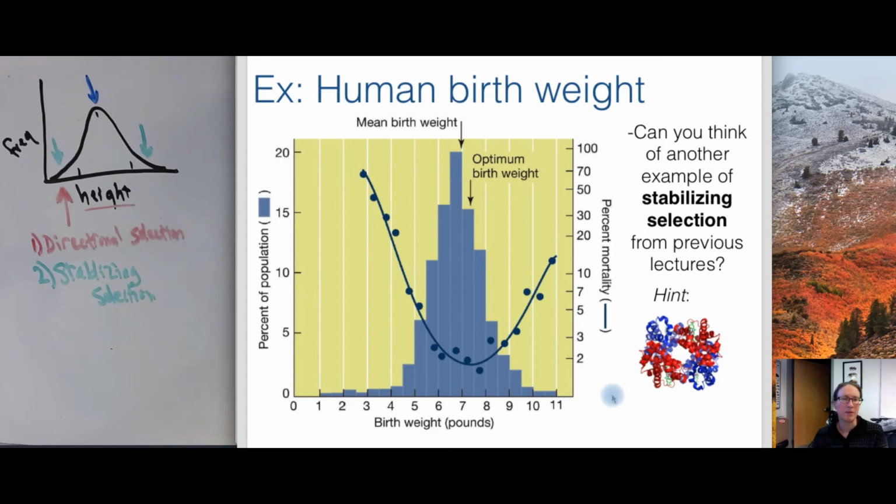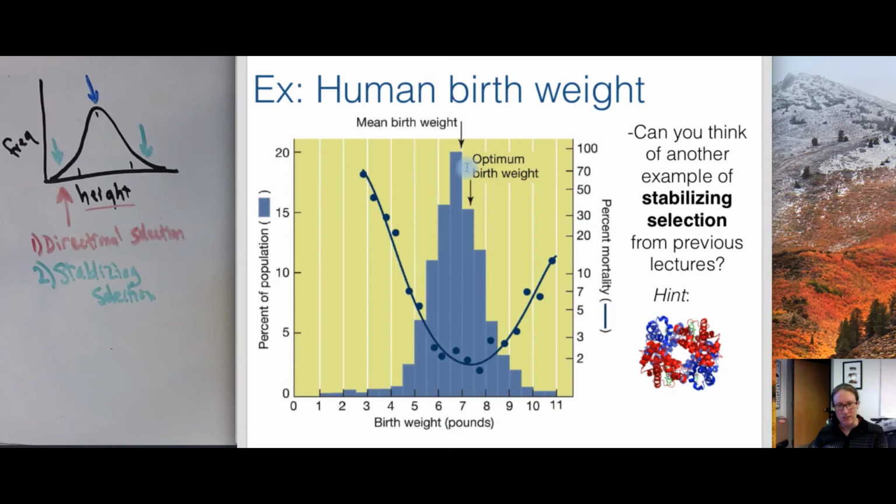So here's an example of a trait that is under stabilizing selection in humans, and it is the trait of human birth weight. So what this graph here is showing is on the x-axis we've got birth weight in pounds, and on the y-axis we've got the percentage of the population that is at that birth weight. So what you see is one of these distributions where there is an optimal birth weight here.